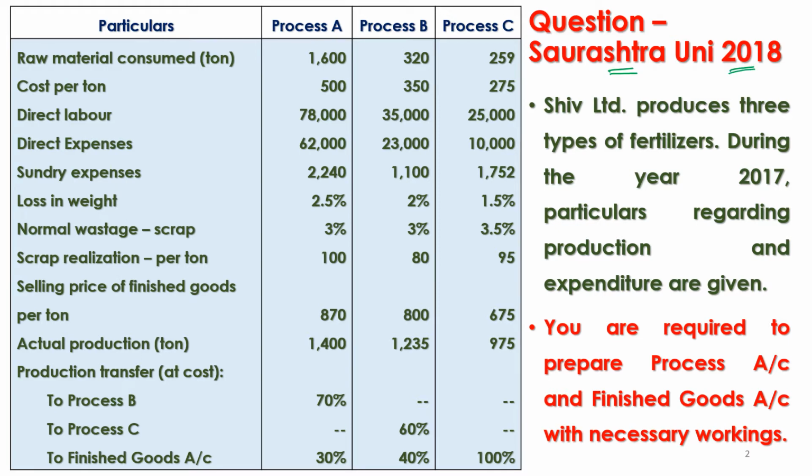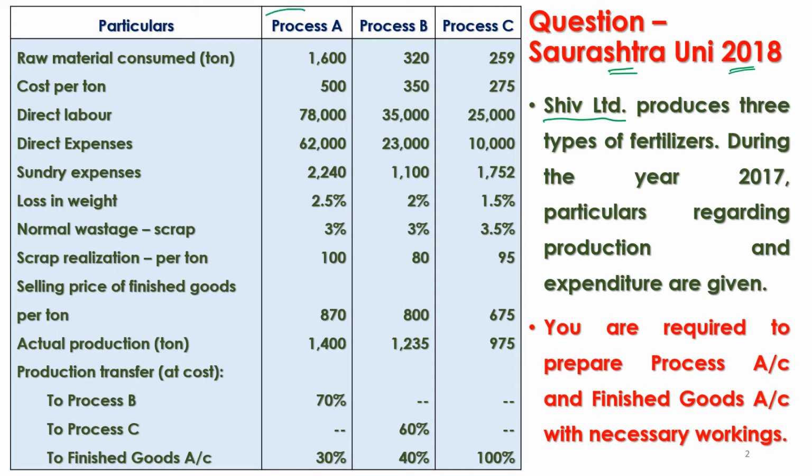Friends, before we move further, pause this video and go through this question so that you can understand it easily. So hope friends you have gone through this question. As per the information available here, Sieve Limited produces three types of fertilizers. During the year of 2017 here information is available for expenditure and production.